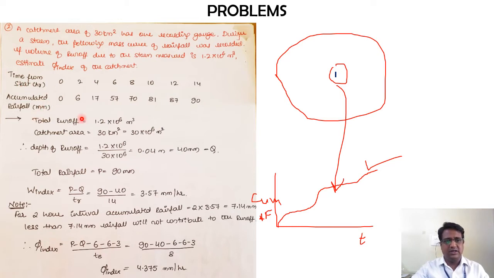Keeping that in mind, if I go for the solution, the total runoff is given as 1.2 into 10 to the power of 6 meter cube, which is already given in the question. The catchment area is 30 kilometers squared. I want to convert this kilometer squared into meter squared, because here the runoff volume is in terms of meter cube, right? So based on that, 1 kilometer is 1000 meters.